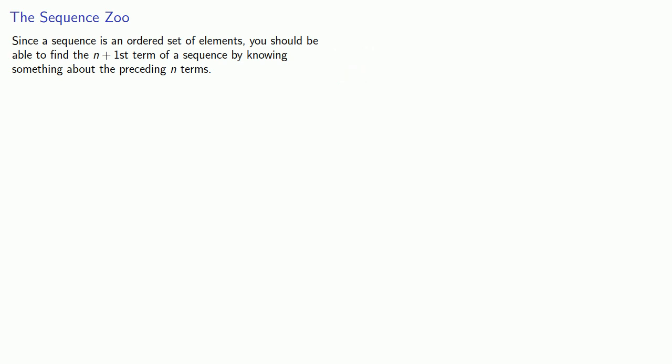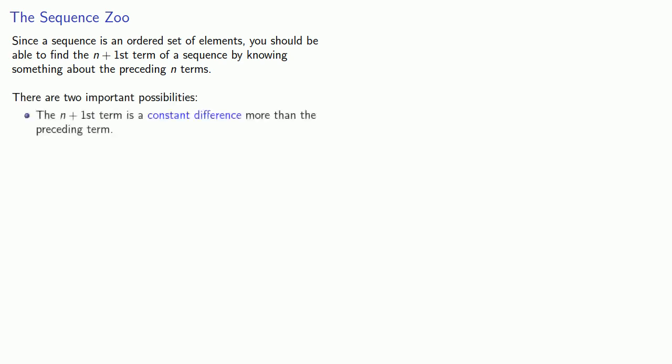In the worst case scenario, you have to know all of the preceding terms of the sequence in order to figure out the next term of the sequence. And that makes for a very difficult problem. But we can take a look at a simpler problem. There are two important possibilities. First, the n plus first term is a constant difference more than the preceding term. And second, the n plus first term is a constant multiple of the preceding term.